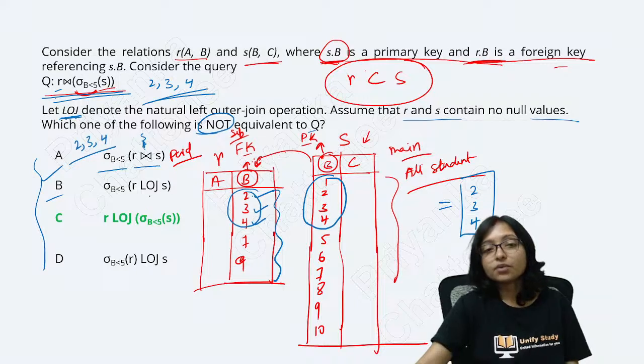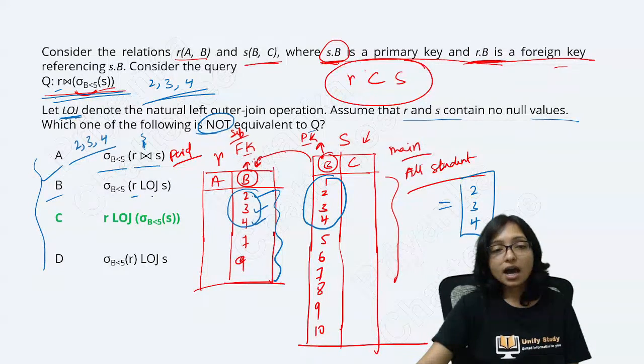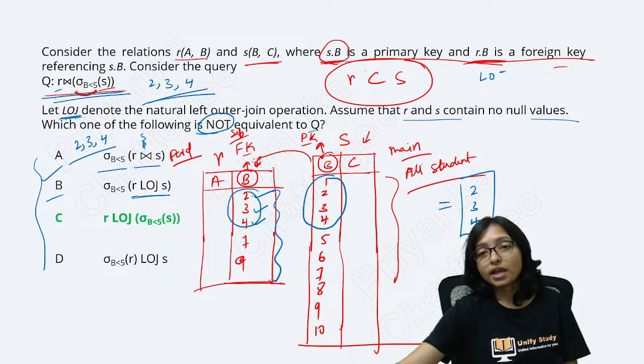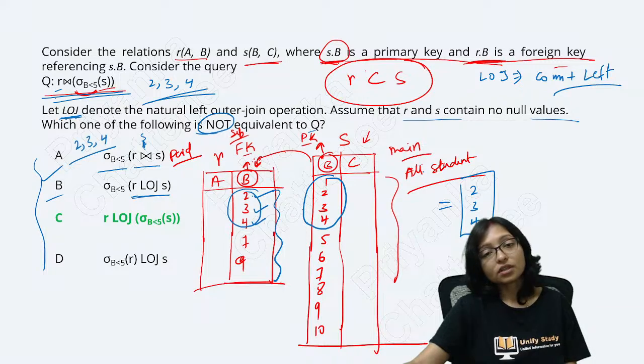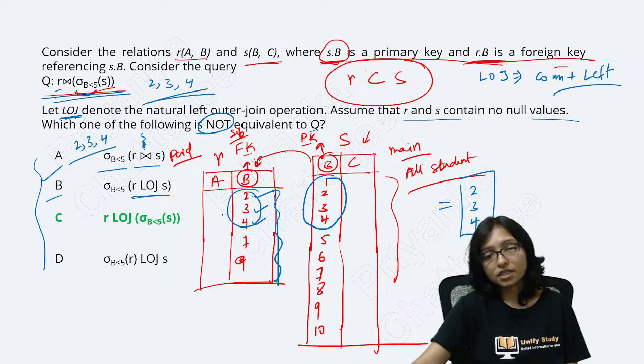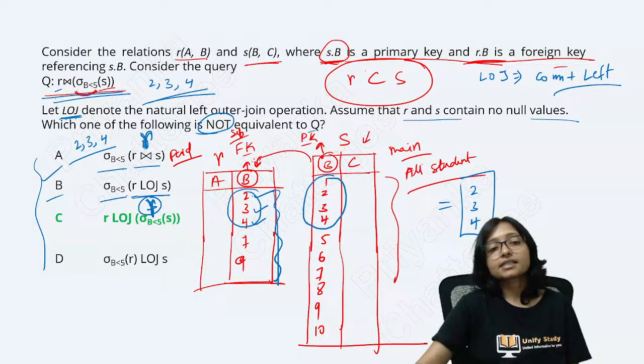Option B will also come the same, because it is R left outer join with S. So I am doing a left outer join. Left outer join means what? Left outer join means take the common part plus the left hand side. So the common part will be this only, 2, 3, 4, 7, 9. This is from the S table. The R table is the subset. After that, less than 5. Here also I will get 2, 3, 4.